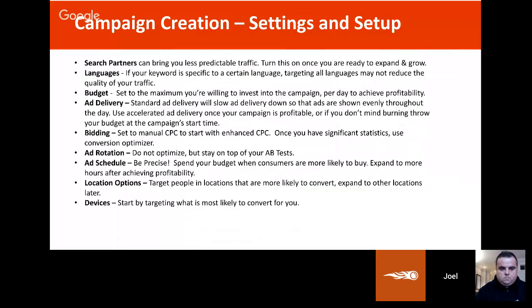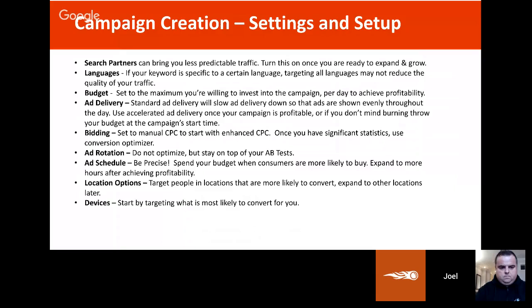So a quick rundown, and I think this presentation is going to be published, which is why I kind of summarized it. Search partners bring you less predictable traffic. Turn it on once you're ready to expand and grow. As I mentioned before in my 5 pillars, growing and expanding is the last one. So once you've built a money machine, once you've built a campaign that brings back more money, even if it's a tiny bit more than you put into it, then you can take that profit or invest more of your own money in targeting more locations. That's when you want to add search partners.